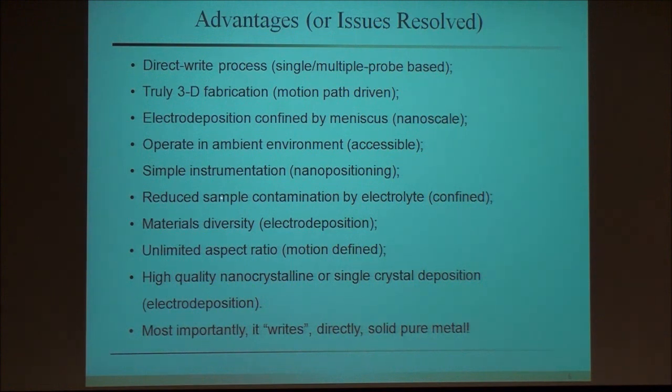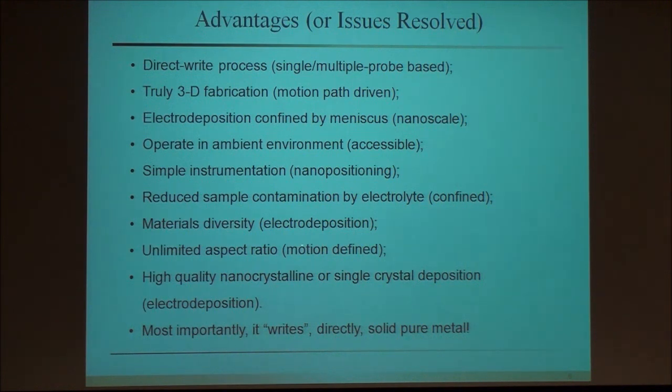And you have reduced sample contamination because it's confined. Only at the place you want to position do you have access to the electrolyte. Oftentimes those ion phases are not good for lots of devices, but here we are confined. Material diversity: anything that you can electroplate, we can put into our system and do this type of fabrication. Unlimited aspect ratio. Aspect ratio is always a big issue in micromachining or nanolithography.